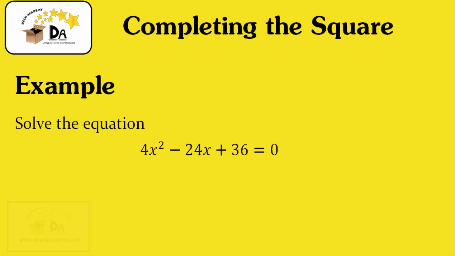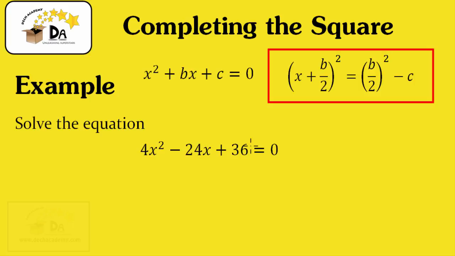Now let's try a final example. The question says solve the equation 4x squared minus 24x plus 36 equals 0. We can use the quadratic formula to solve this, but we want to use the method of completing the square. You have to remember that the method of completing the square applies to an equation of this form where the coefficient of x squared is 1, and all you have to do is rewrite it in this form, which is simply a case of identifying the value of b and the value of c for your given equation, and then replacing b and c with their values.